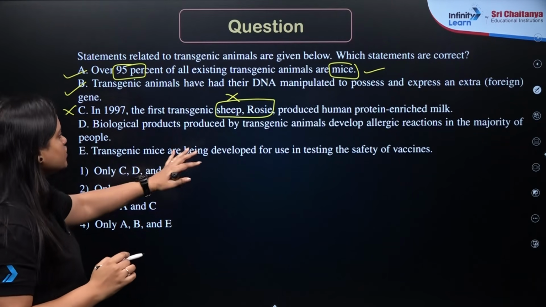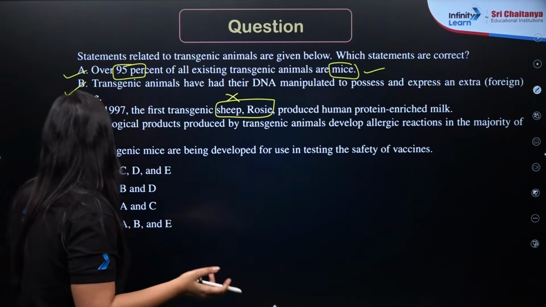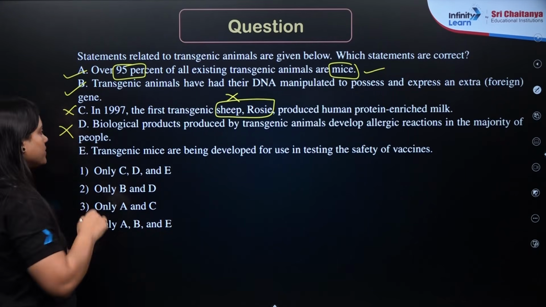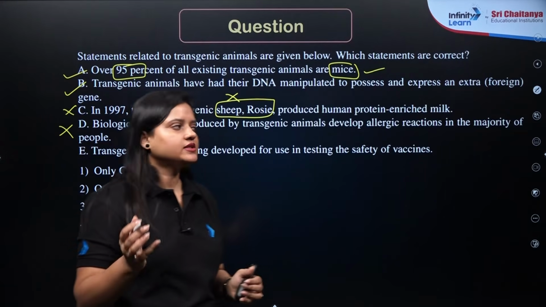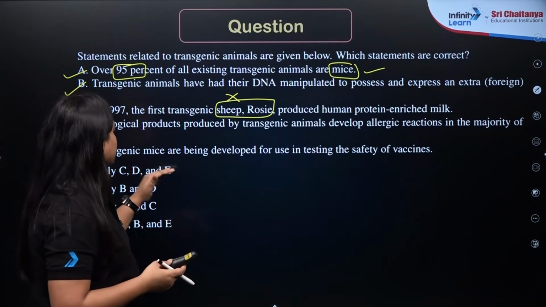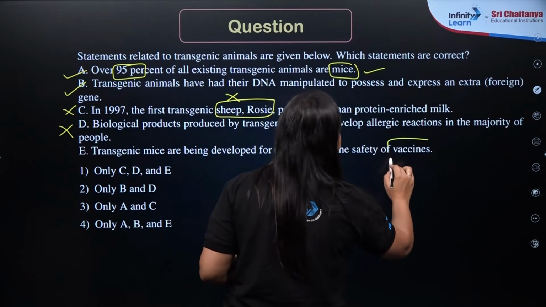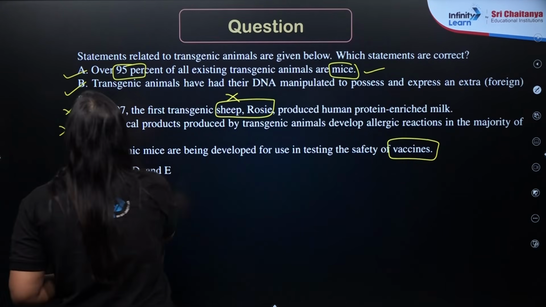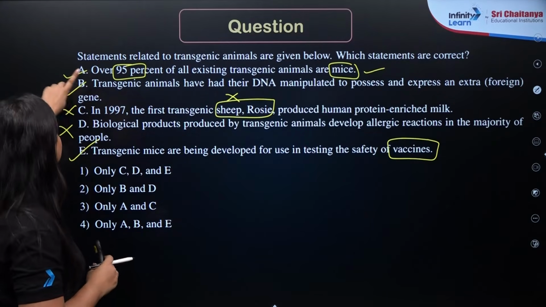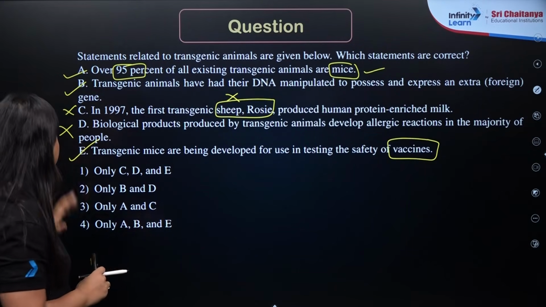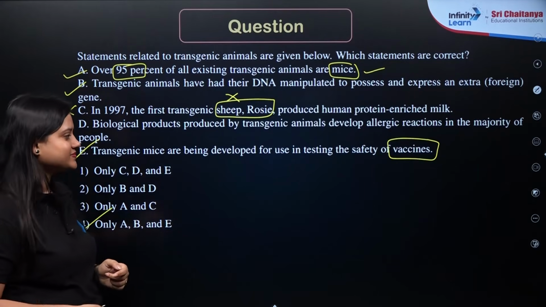Biological products produced by transgenic animals develop allergic reaction in the majority of the people. Not true, because we are using some products from transgenic animals, right? Now transgenic mice are being developed for use in testing safety of vaccine. Yes, absolutely. So which statements do we want? The correct ones. So A is correct, B is correct, E is correct. So correct answer for this question should be 4.